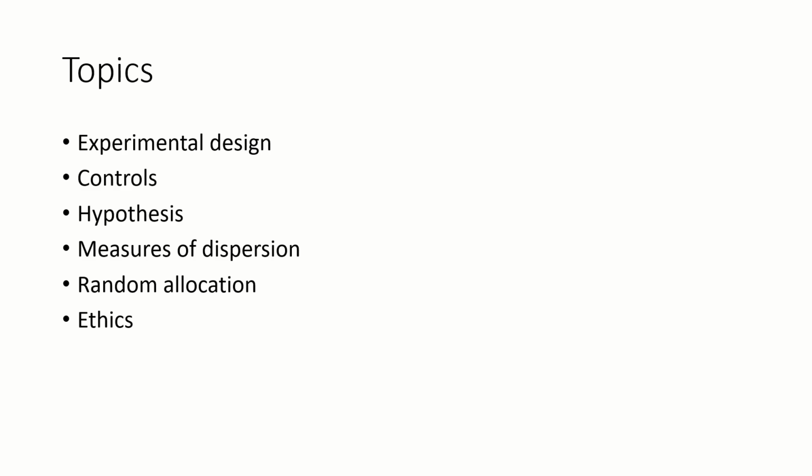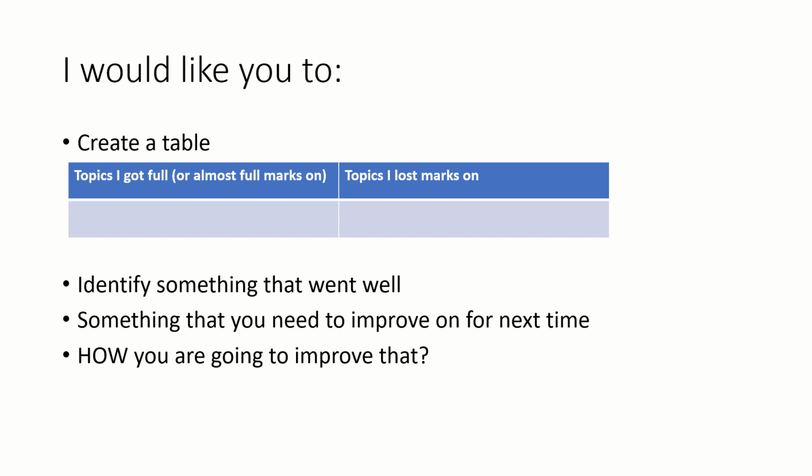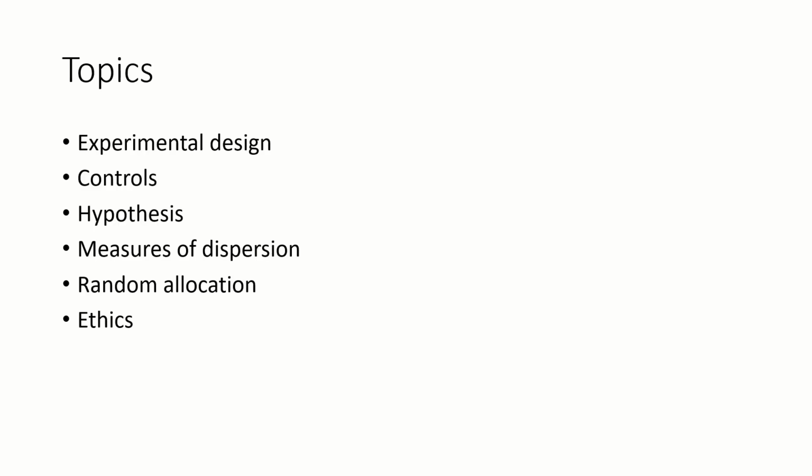And then I'd like you to go through these, looking at the marks you've given the question. So the first question, and I'll try to do them in order as much as possible, is about experimental design. If you got full or almost full marks on those, you can put that in the topics I got full marks on. Whereas if you didn't, you put it as the topic I lost marks on. Be generous, be kind. If you didn't get full marks, don't put everything in the column I lost marks on. I want you to think practically.